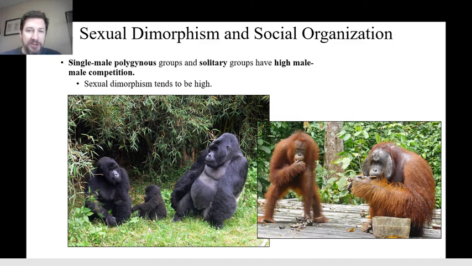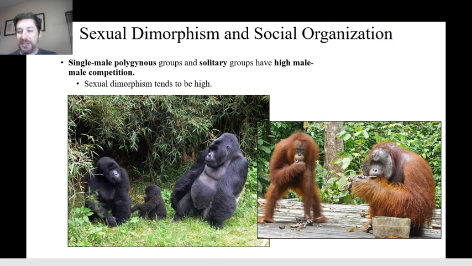Single male polygynous groups and solitary groups have high sexual dimorphism. So there's a gorilla on the left, and on the far left is the female gorilla, on the right, the male gorilla. You can see that the male gorilla is much larger, and he has a much larger sagittal crest. And you've probably heard of silverback gorillas. Mature males tend to have fur that changes color on their backs over time. And so those all distinguish them from females quite clearly.